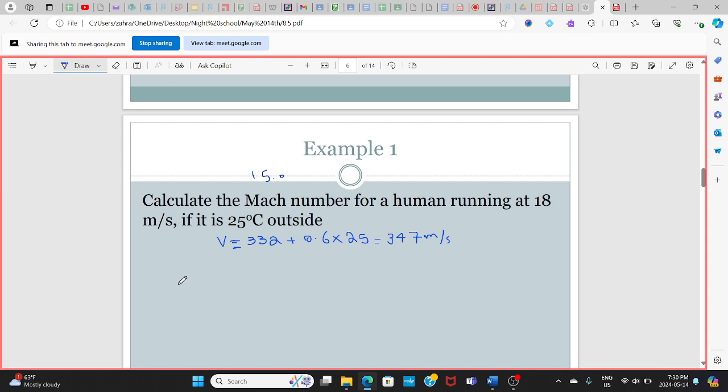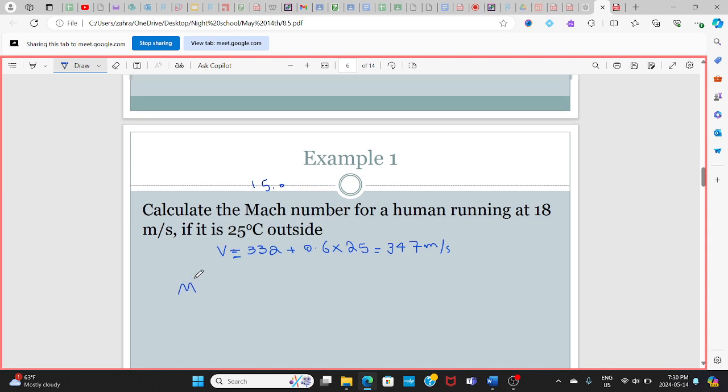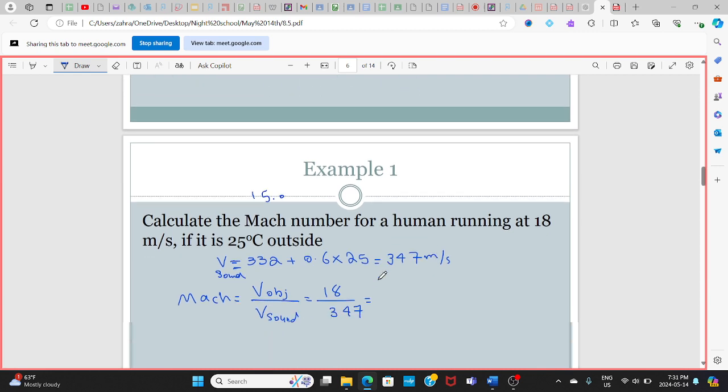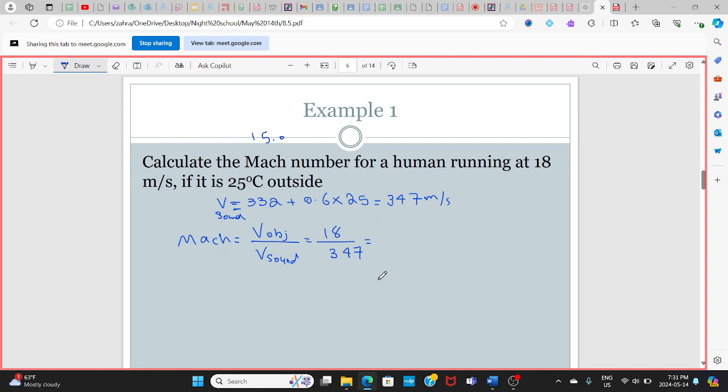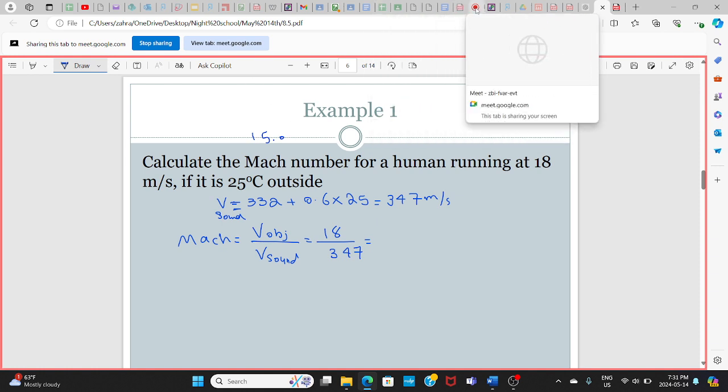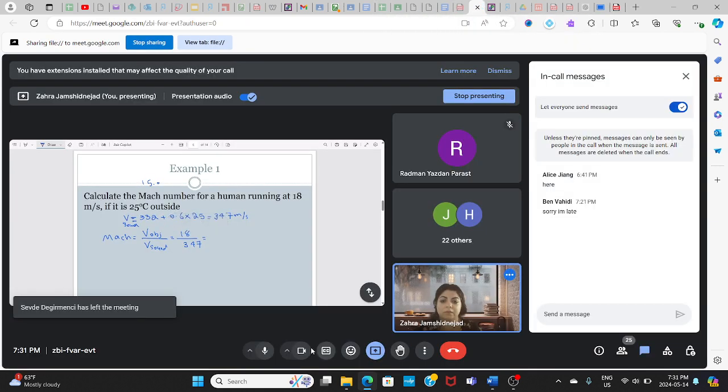And I want to find the Mach. Mach is the velocity of the object divided by the velocity of sound. So this is the sound velocity, right? So it's going to be 18 divided by 347. I need to have some calculator to do that. Give me a second, everyone.